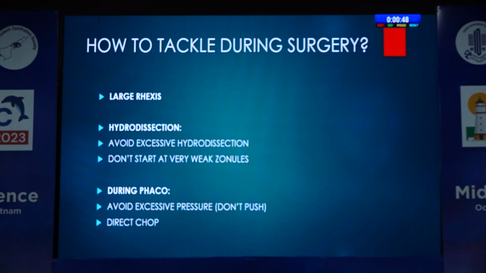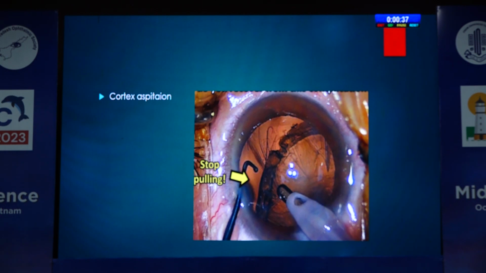During phaco, we should also not pressurize the lens much posteriorly, so a direct chop instead of trenching. The direct chop technique is very good in these cases. In cortex aspiration, as we already said, there is a chance of zonular dialysis, with the aspiration port dragging the capsule and then zonular dialysis happening.